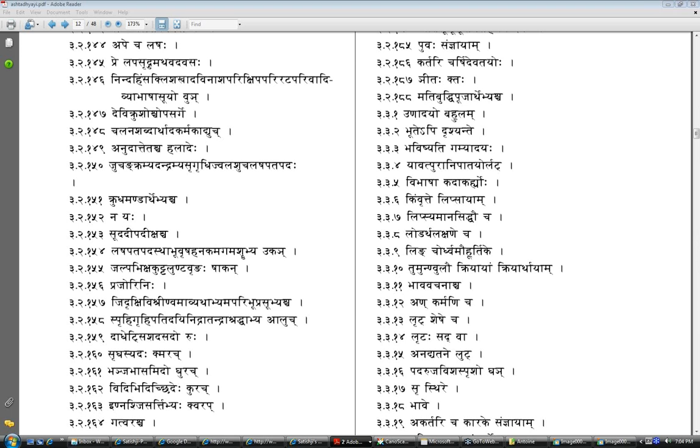Okay, so for 3.3.15, the last one there is anadyatane lut. So before bringing any pratyaya, you should know in what meaning the pratyaya is coming. It's very important because sometimes we get engrossed in deriving the forms and forget about what meaning the pratyaya is coming in. So bhavishyati anadyatane lut. When the speaker wants to express the future tense, which is not of today, not recent, meaning remote future tense, then the lut is used.